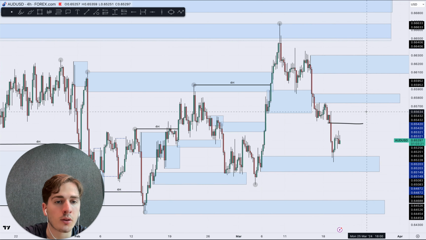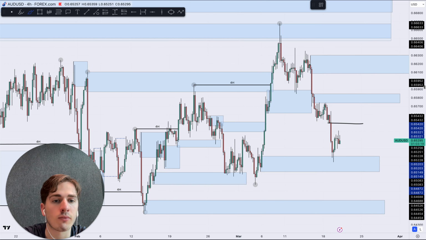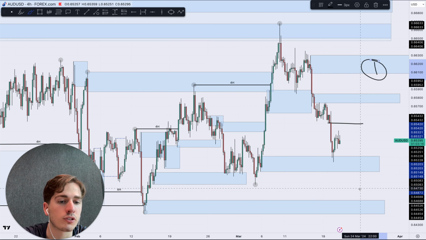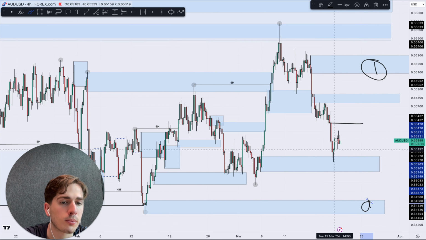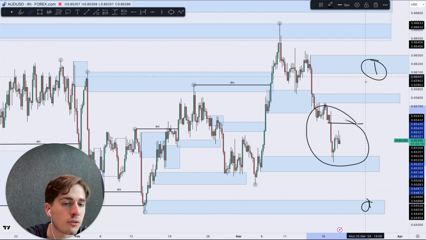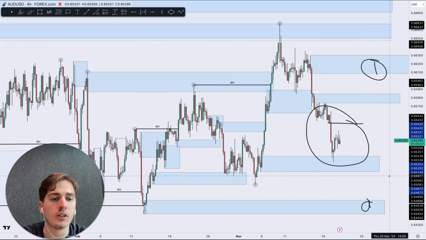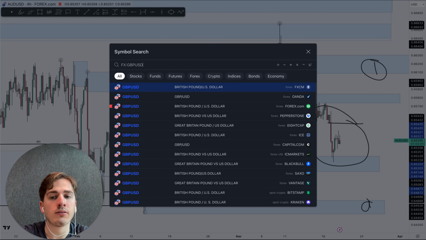Otherwise, if we do see further upside, then obviously I will be looking at this area of supply over here. So these are the two main areas of supply, and depending on how we form structure inside here, we will see zone number 1 or zone number 2. So that's Aussie dollar. Moving on in towards pound dollar.